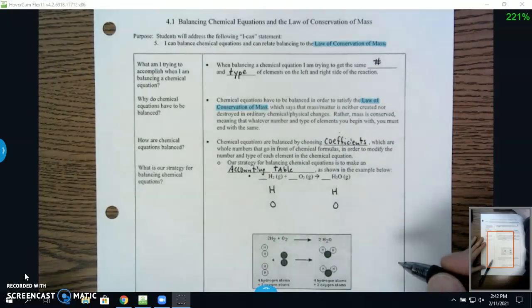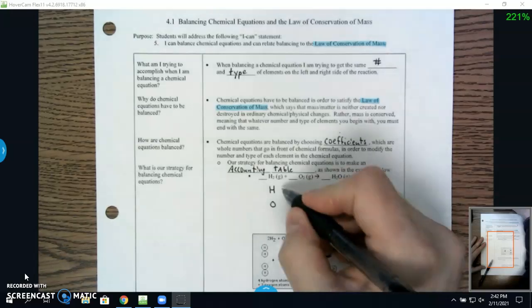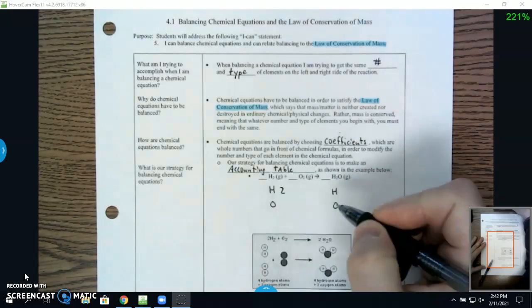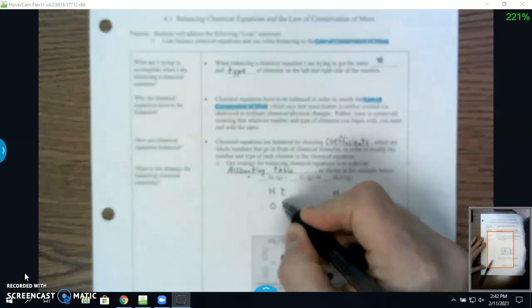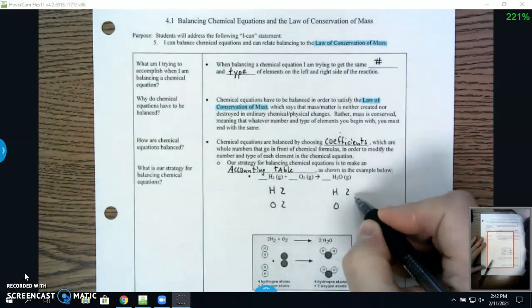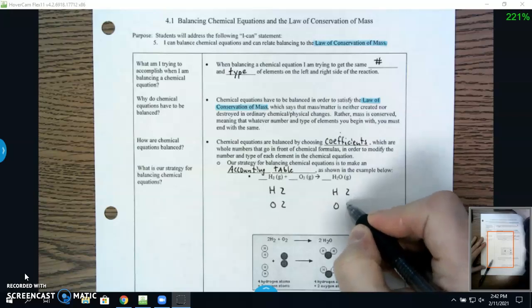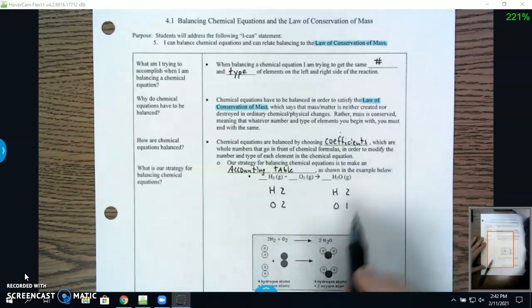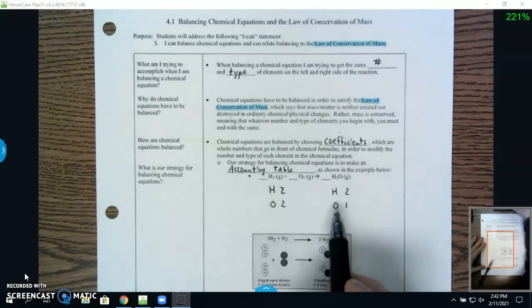Now I take account for the initial number and type that I have. I've got 2 hydrogens on the left. I also have 2 oxygens on the left. I have 2 hydrogens on the right, but I've only got 1 oxygen on the right. Because we made this accounting table, we can easily scan left and right across the reaction arrow. We don't have the same number and type of elements on the left and the right.